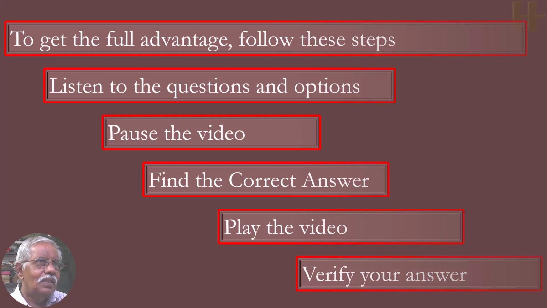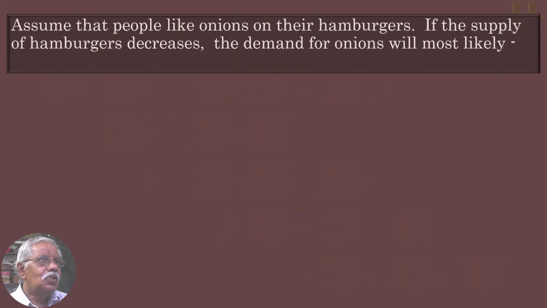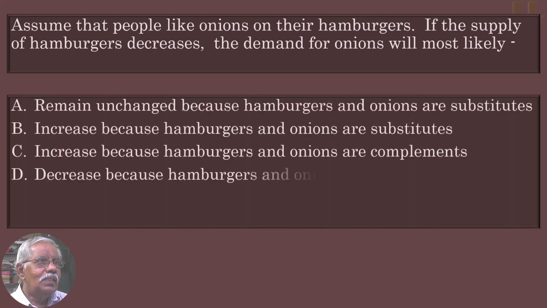Well, now the questions. Assume that people like onions on their hamburgers. If the supply of hamburgers decreases, the demand for onions will most likely: A. remain unchanged because hamburgers and onions are substitutes. B. Increase because hamburgers and onions are substitutes. C. Increase because hamburgers and onions are complements. D. Decrease because hamburgers and onions are complements.